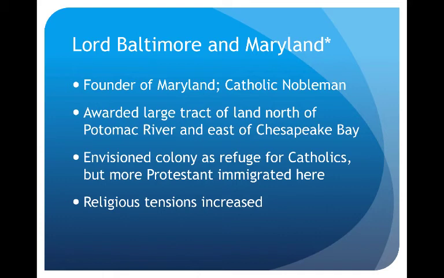The second Lord Baltimore's name was George Calvert. He was a devout Catholic. He wanted a haven for Catholics in the New World. That, on the one hand. On the other hand, he also wanted to cash in on the tobacco boom, which was going on in the Chesapeake region at the time.